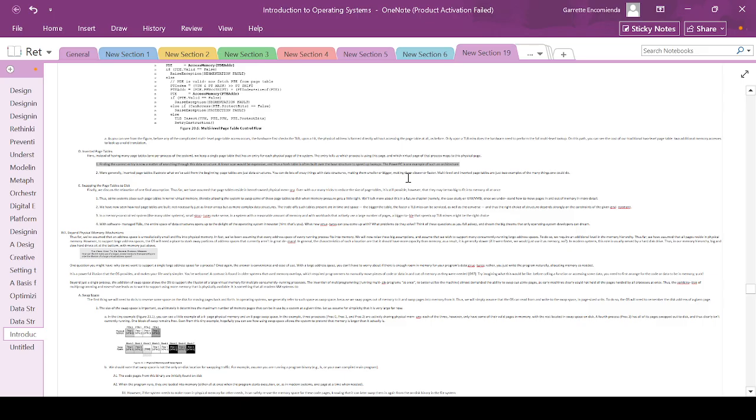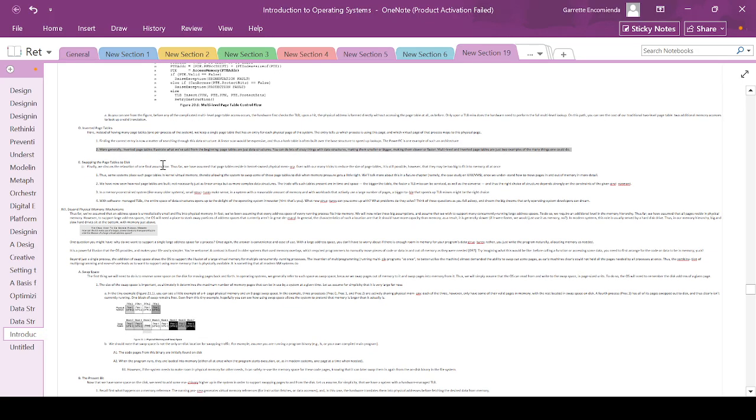An example is the PowerPC. So it uses such an architecture. More generally, inverted page tables illustrate what we've said from the beginning: page tables are just data structures. You can do lots of crazy things with data structures, making them smaller or bigger, making them slower or faster. Multi-level and inverted page tables are just two examples of the many things one could do.